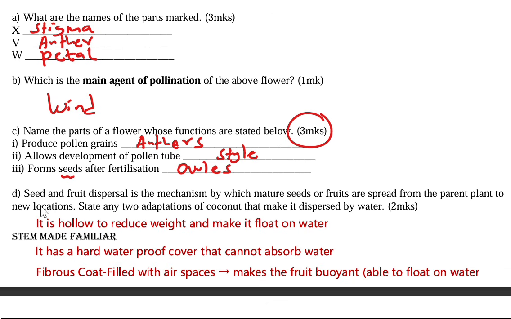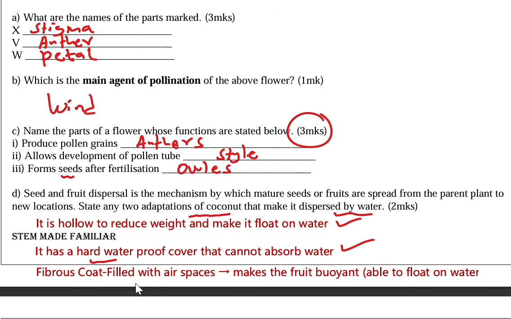Part D. Seed and fruit dispersal is the mechanism by which mature seeds or fruits are spread from the parent plant to new locations. State any two adaptations of coconut that make it dispersed by water. So this is water dispersal. We know that coconut is hollow to reduce weight and make it float on water. So it is hollow to reduce the weight, make it easy to float on water. It has a hard waterproof cover that cannot absorb water.